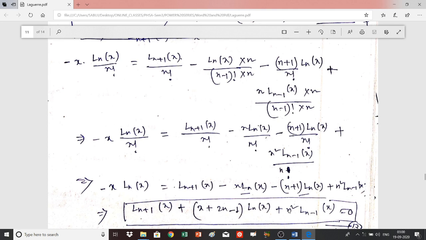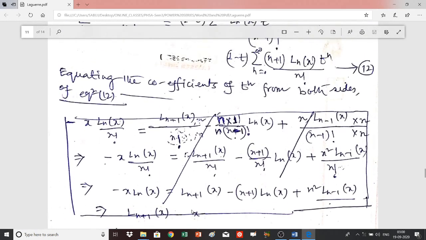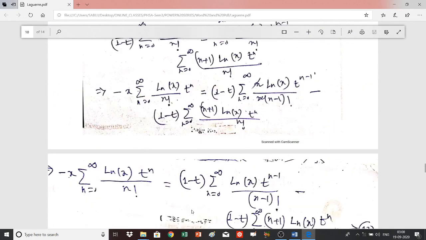ln x plus n square ln minus n x, that is equal to 0. And this is another important recurrence relation. To obtain this relation, you have to perform some calculations. Those calculations are given from here.